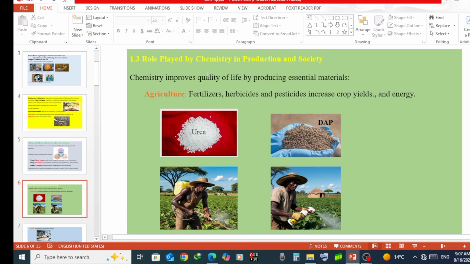The third is roles played by chemistry in production in society. Under this we have tried to see chemistry improves quality of life by producing essential materials like fertilizers in case of agriculture, herbicides, pesticides that increase crop yields, and energy. Under this we have tried to see the fertilizers like urea and DAP, which are common in Ethiopia, herbicides which are weed killers, pesticides which are insect killers, are all under the role played by chemistry in production in society.